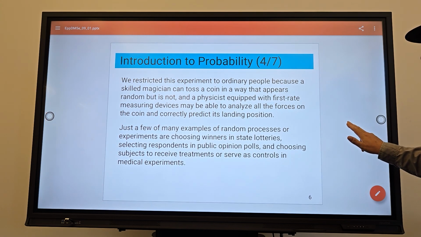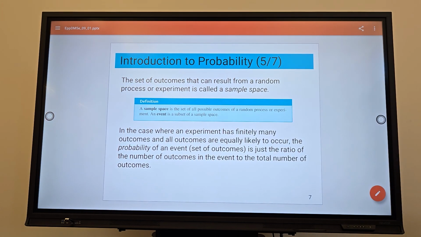The set of outcomes that can result from a random process or experiment is called the sample space. A sample space is the set of all possible outcomes of a random process or experiment. An event is a subset of a sample space. In the case where an experiment has finitely many outcomes and all outcomes are equally likely to occur, the probability of an event, or set of outcomes, is just the ratio of the number of outcomes in the event to the total number of outcomes.